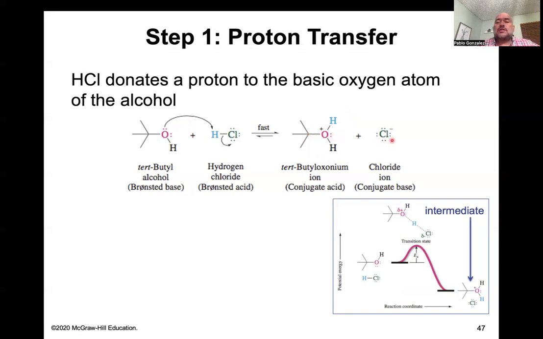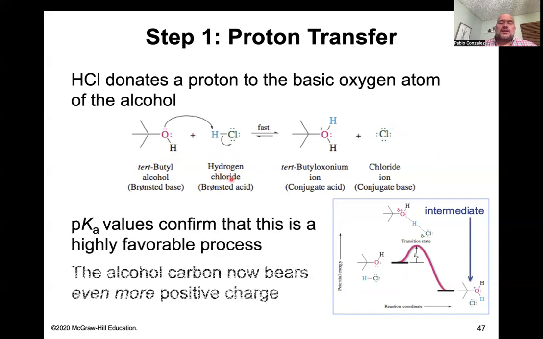And we also have the chloride ion, which is the product of the deprotonation of the acid. This is the acid, so it's the conjugate base. This has a higher density of electrons. This one has a lower density of electrons, but it's attached to those pairs of electrons that are eventually going to stabilize it. So this first step was the acid-base step. The pKa values confirm that this is a highly favorable process because it's an acid-base reaction. And now, as I mentioned before, this carbon is going to have a little bit more positive charge in here than in here.